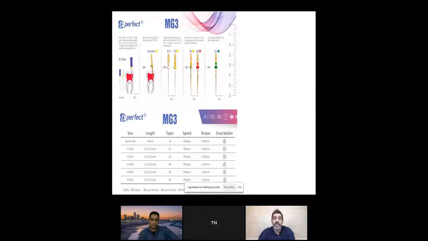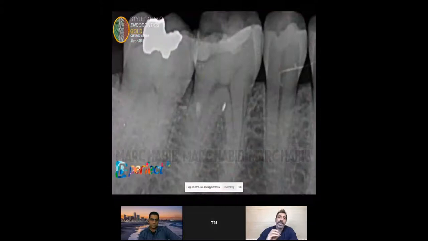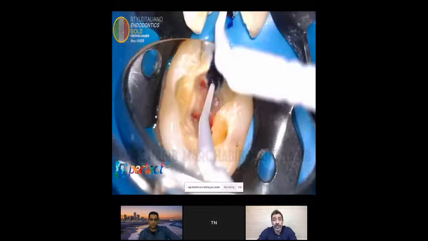So this is the first case I want to share with you. In each case I'm going to share, other than the shaping, you have some extra in the case. So of course, access cavity at the beginning under magnification. In this case, it was cracked tooth syndrome. The patient had sensitivity on the tooth for a certain period of time, then it went to pulpitis.